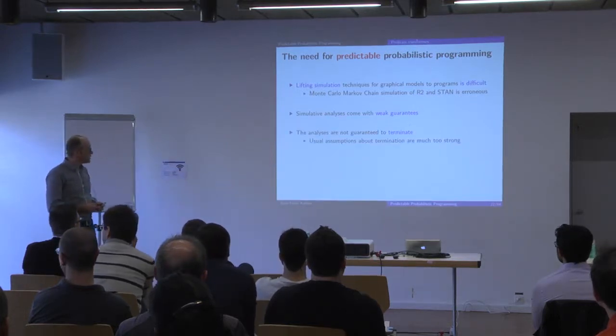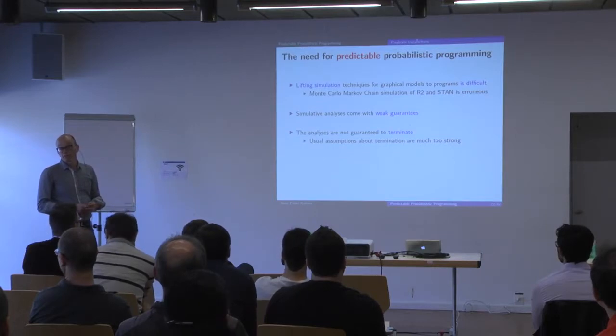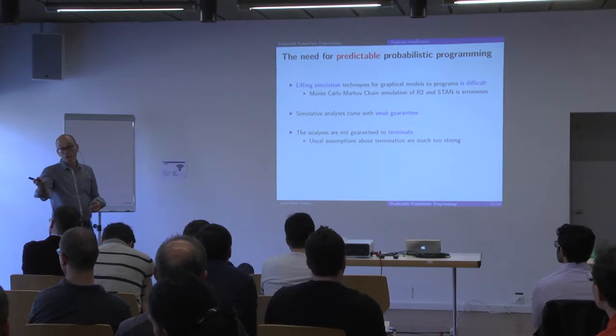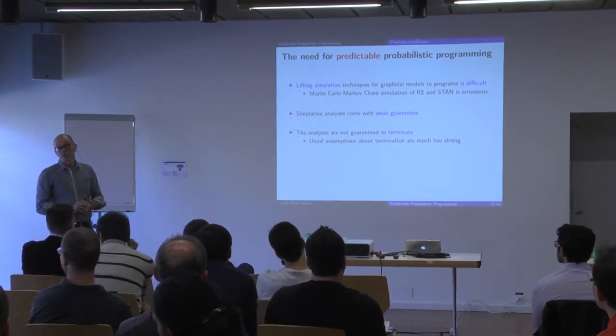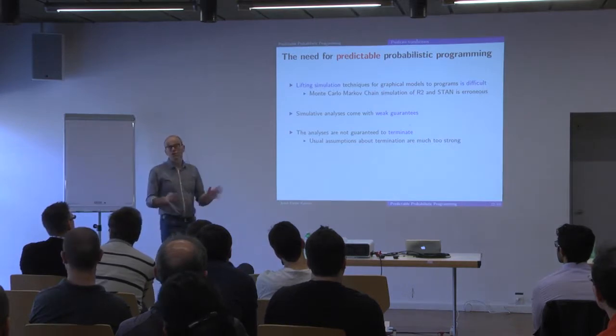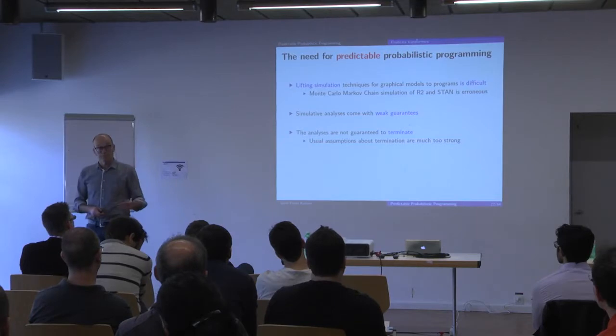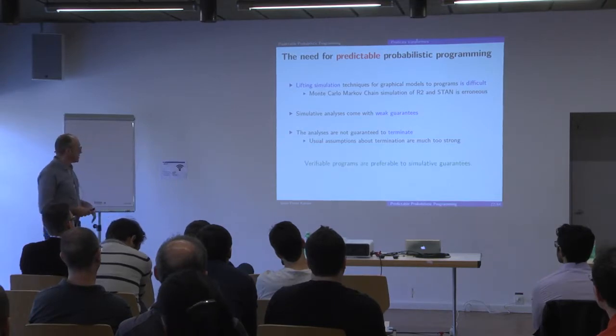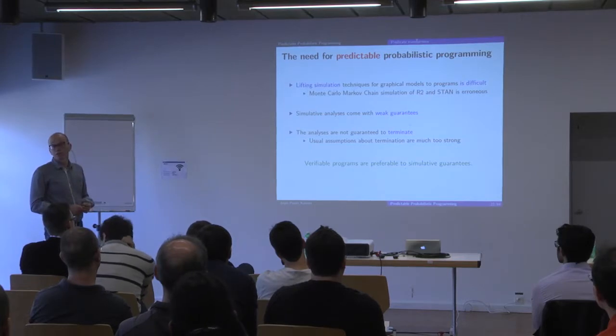And finally, the analyses are not always guaranteed to terminate. Yeah? Because you simulate your program, how do you know upfront that your program is going to terminate or almost surely going to terminate? I'm going back to this issue that this turns out to be much harder than ordinary termination. So it's an assumption that is very strong that you make here. So verifiable programs are preferable to simulative guarantees. That's basically my slogan.